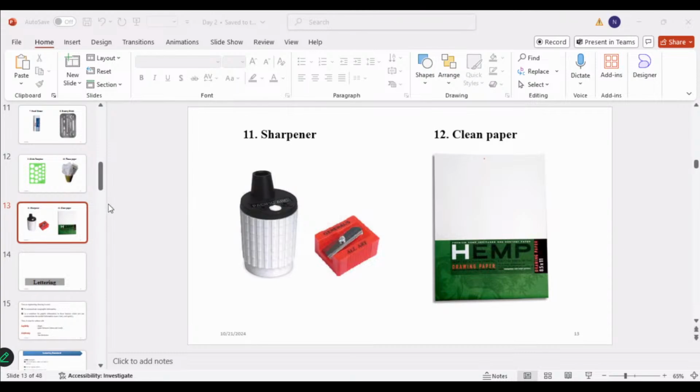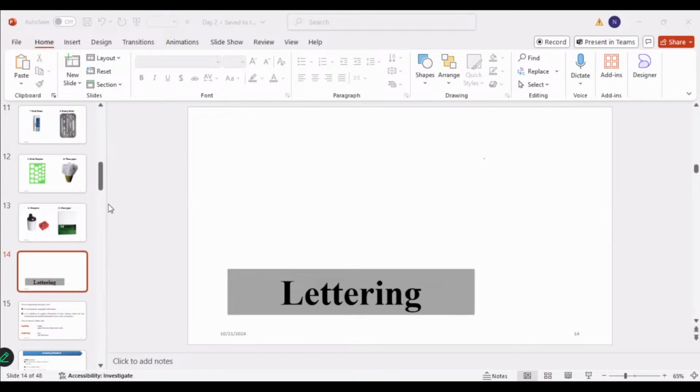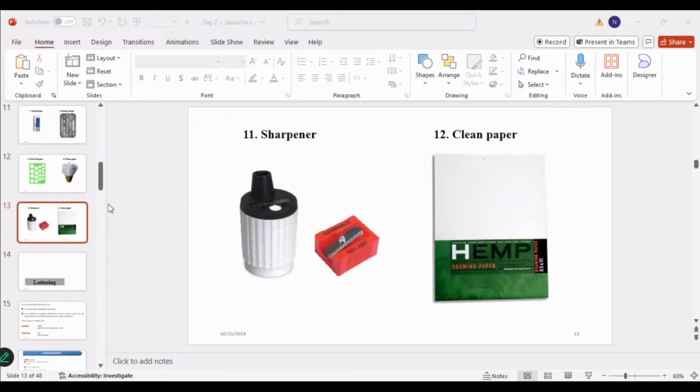Okay. So those are the drawing tools. So these are the basic tools. There are some advanced tools. Okay. But here I have introduced only the basic ones. Okay.